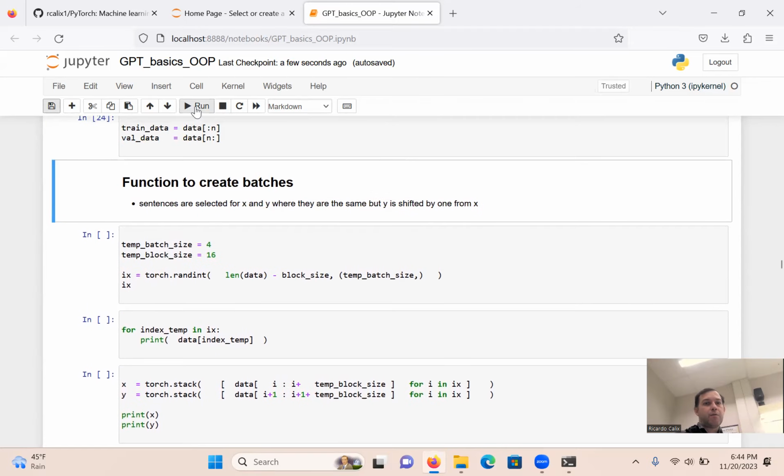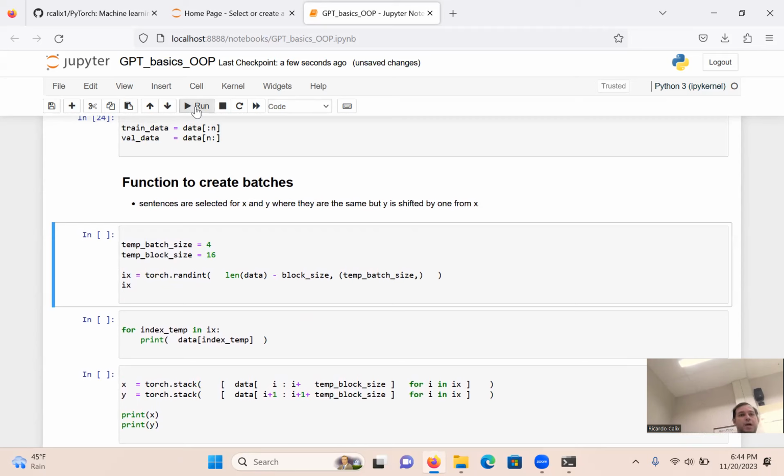So let's go ahead and run it. This is just an example, so it's easier to visualize. In this example, I have said that the batch size is 4. What does that mean? I'm going to give it 4 sentences at a time. The temp block size is 16. So instead of 256, I'm just doing 16, so that it's easier to visualize and we can understand really well and remove any mystery as to how we train this transformer.